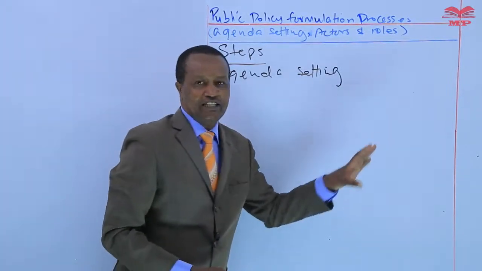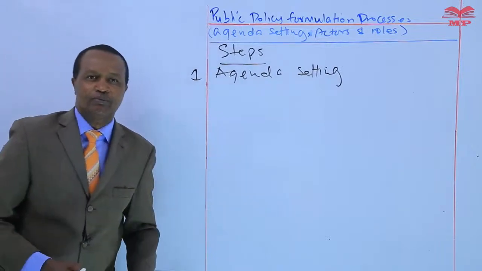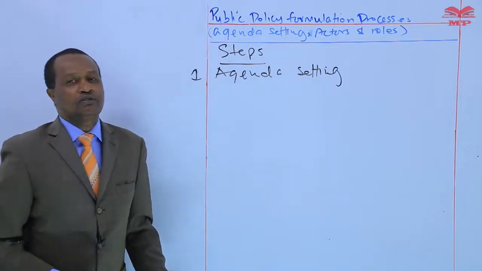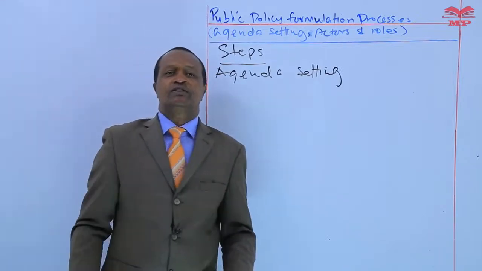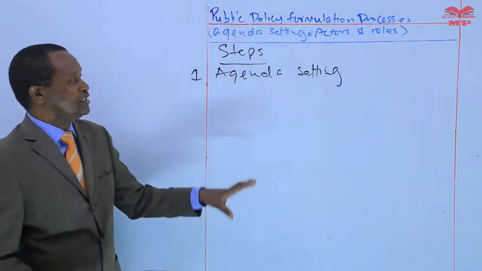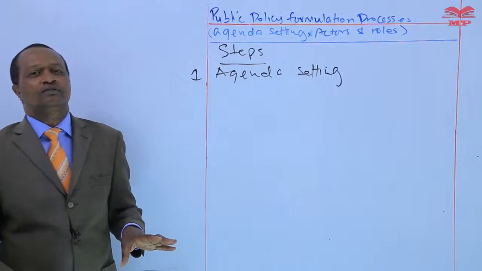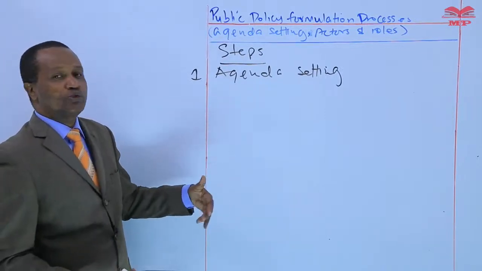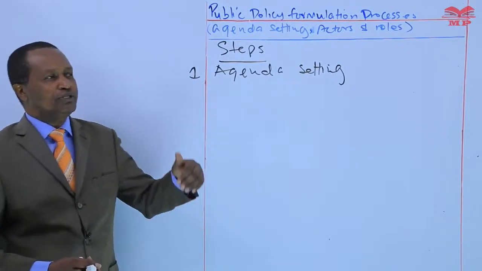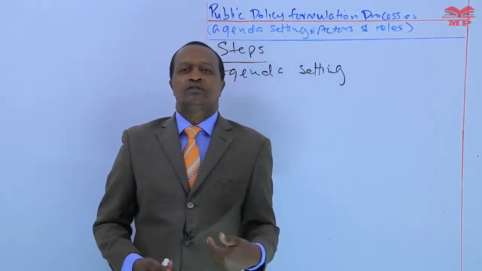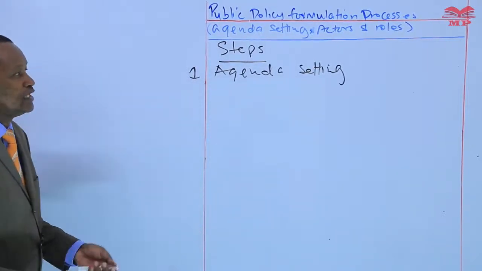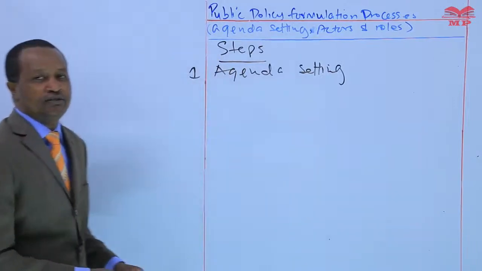So agenda setting involves defining the problem. And how do you define a problem? You talk to the people who are affected by the problem, because people may have many problems. But out of the many problems, which one should be addressed first? Which one needs policy? So the policymakers ought to analyze data. They may be required to conduct research. They may be required to consult with the members of the public and the interest groups. Agenda setting, number 1.